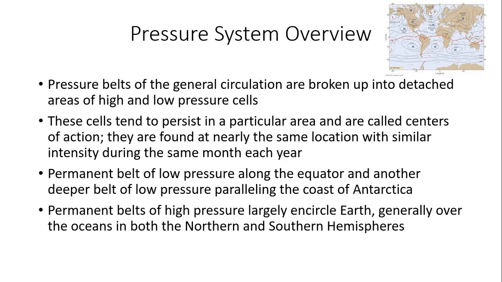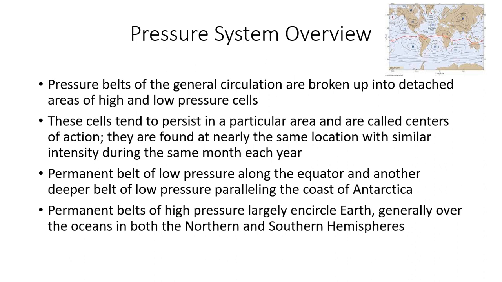So the pressure belts of the general circulation are broken up into detached areas of high and low pressure cells. And these cells tend to persist in a particular area and are called centers of action. Sometimes you may have heard these referred to as semi-permanent, meaning that they generally set up in the same location across the globe throughout the course of the year. And I'll show you a great map here in a moment. Being that they're found at nearly the same location with similar intensity during the same month each year, we'll get into that momentarily.